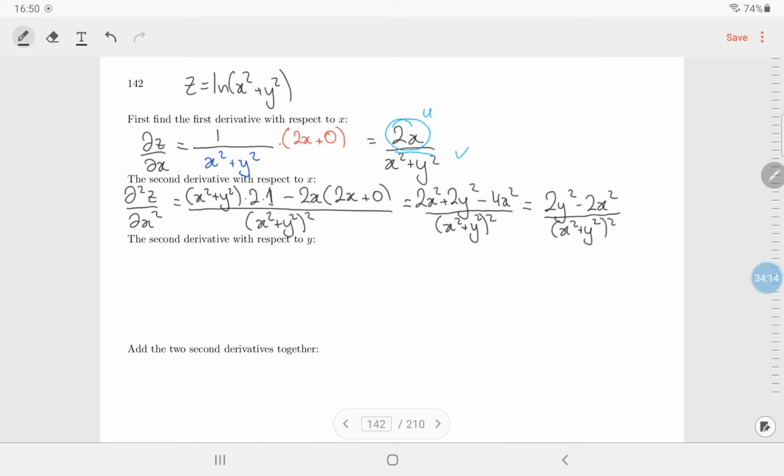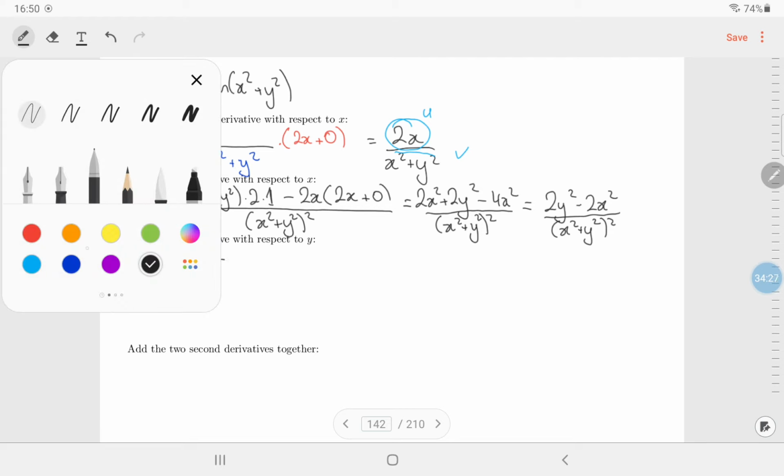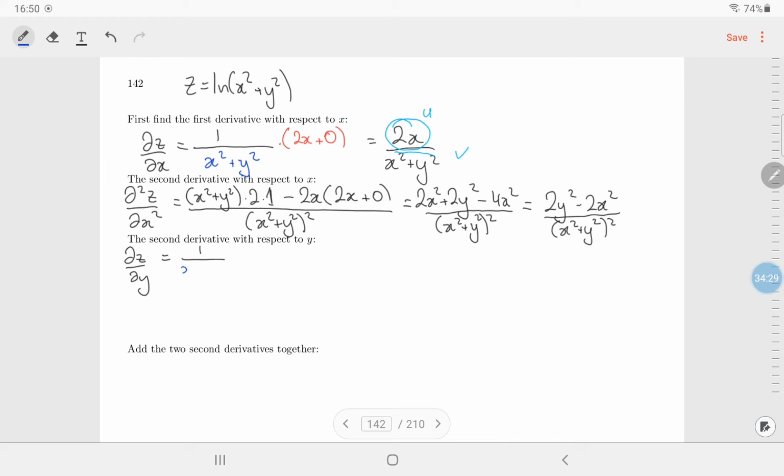So we have to do the same for the second derivative with respect to y. The first derivative with respect to y follows in a similar manner. So the derivative of log of x squared plus y squared: differentiate the outside, derivative of log of x is 1 over x. Evaluate the inside, x squared plus y squared, times the derivative of what's inside. Derivative of x squared with respect to y is 0, plus the derivative of y squared with respect to y is 2y. And that is equal to 2y divided by x squared plus y squared.